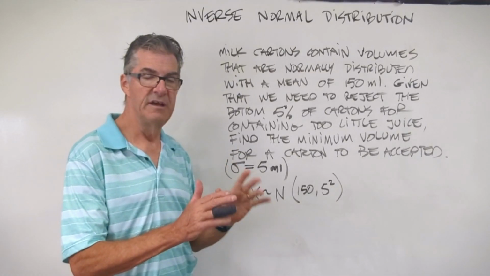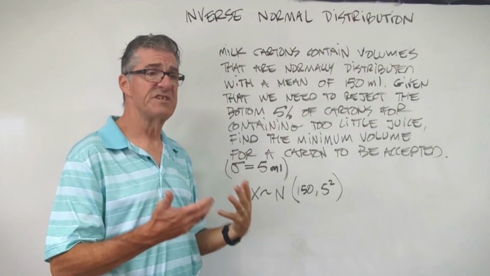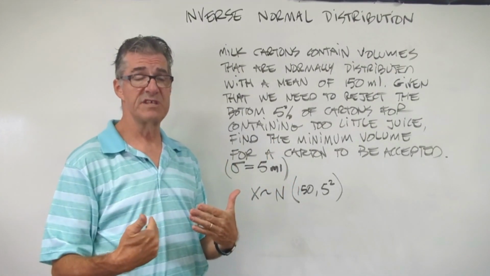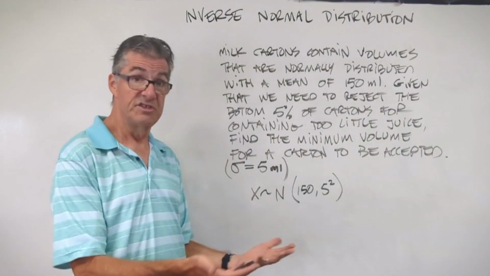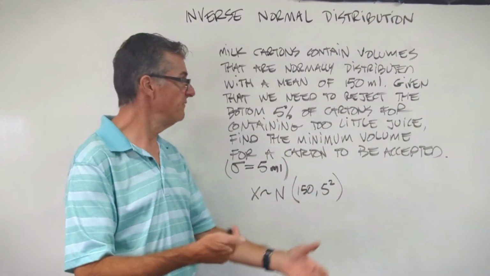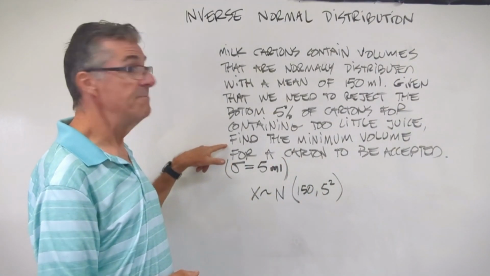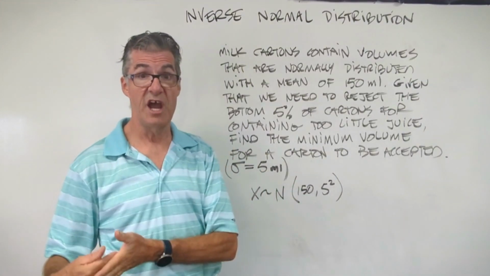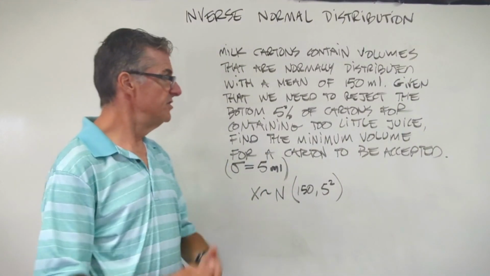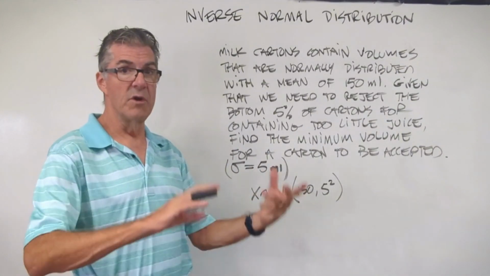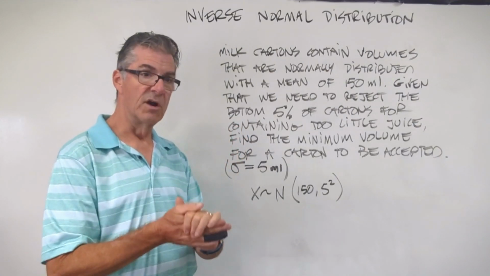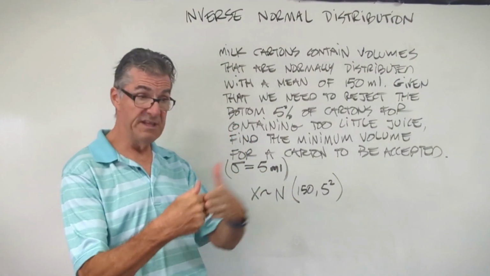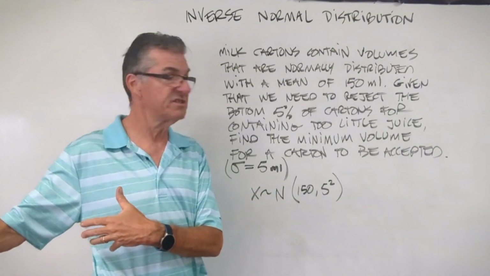let's pause for a minute. What that means is that the manufacturer is saying, I need to toss out the bottom 5% because I want my customers to feel safe that they're getting what they're paying for. So we need to find the minimum volume that would cause us to reject the bottom 5%. So that minimum volume is going to be the actual number when we weigh the milk cartons, and if they come in under that or they don't meet that minimum, we're going to put them back in the system.